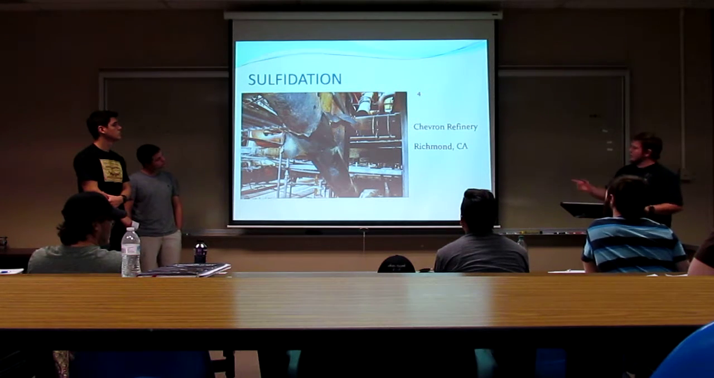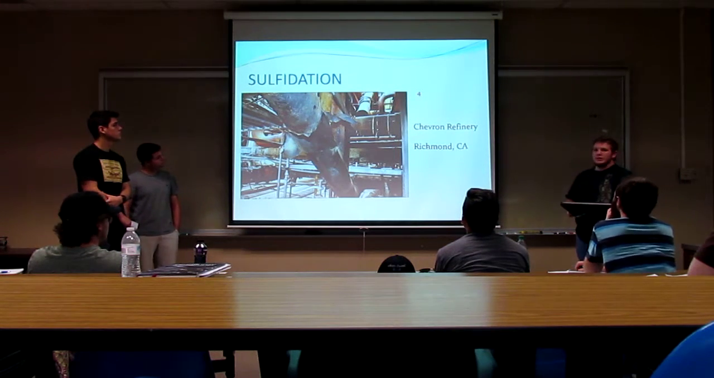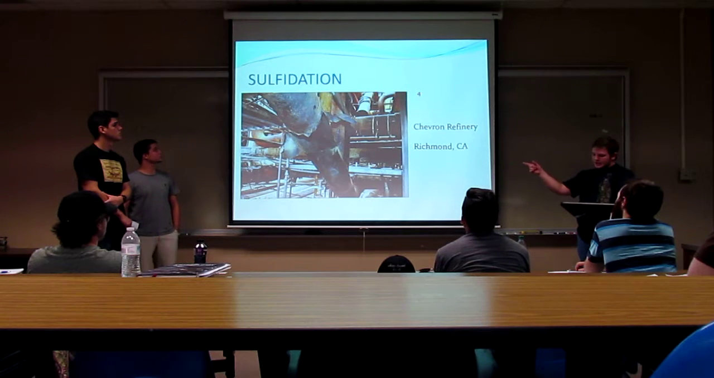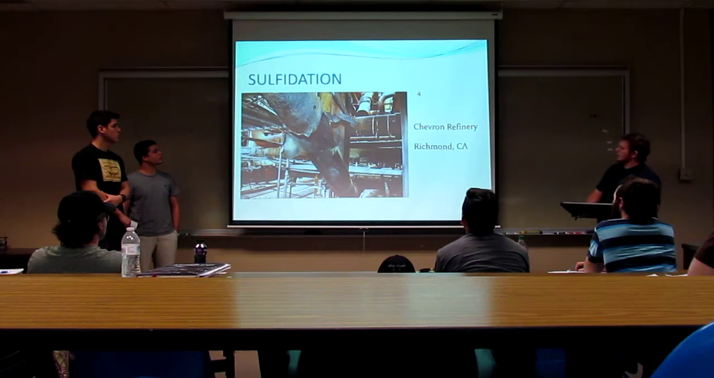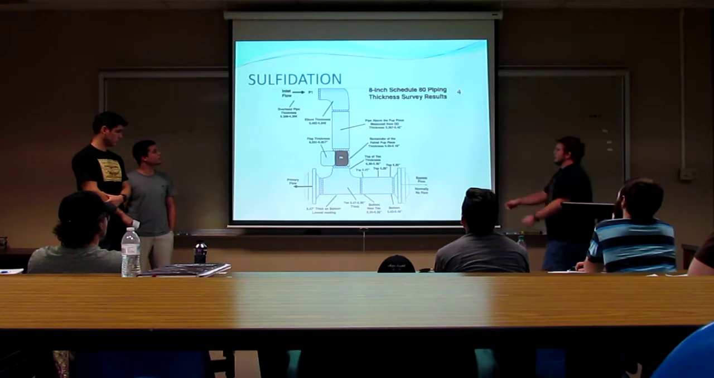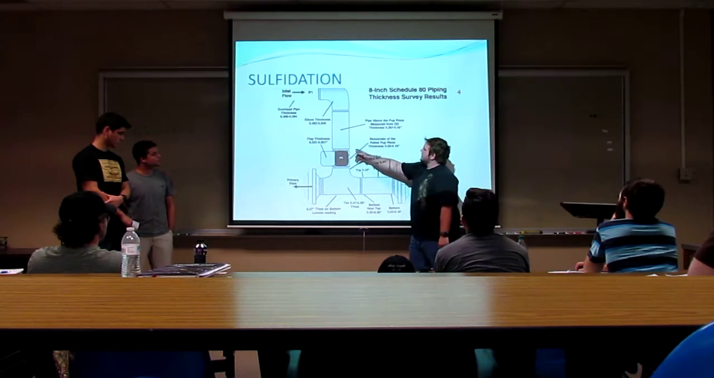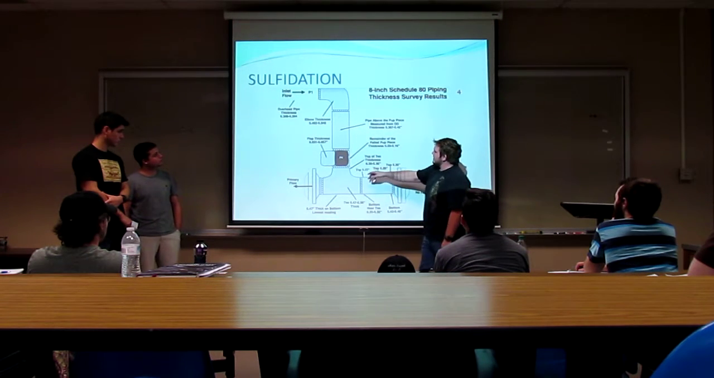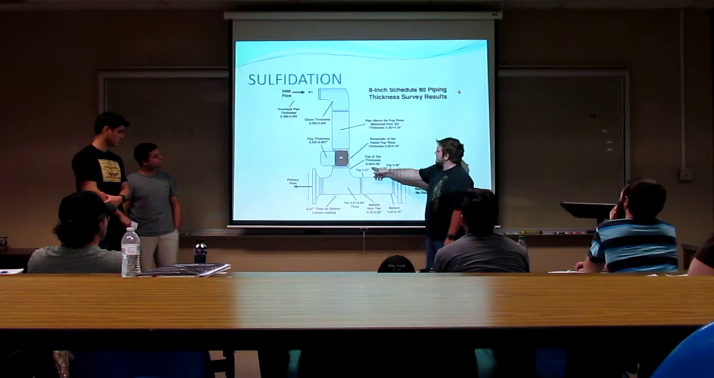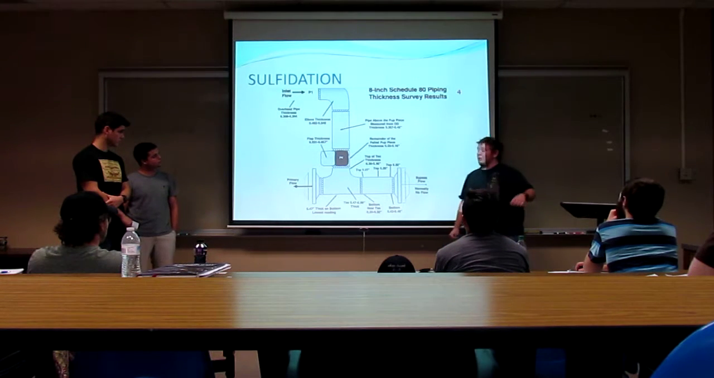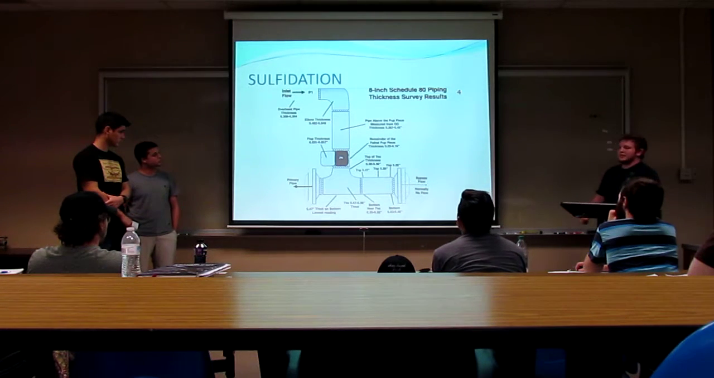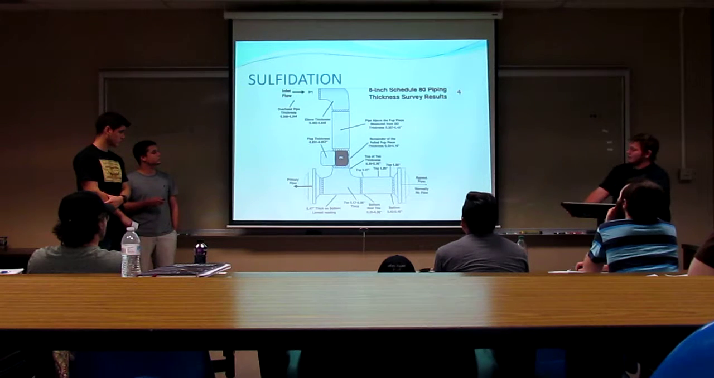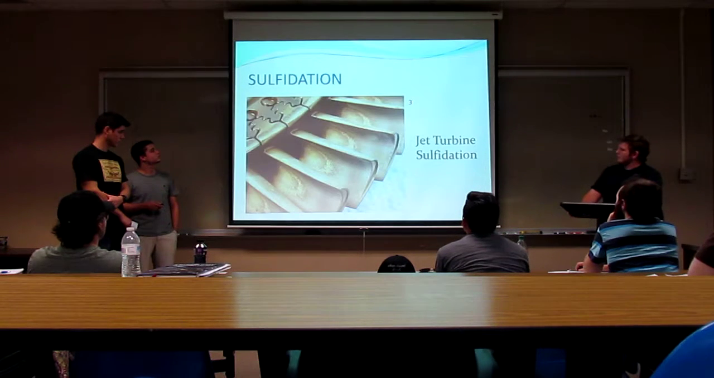Here's a picture. This is at the Chevron refinery in Richmond, California, and this is actually, I believe, from 2011. This is in their refinery, and that's the blowout they call sulfidation. On this next picture, you can see as it gets closer to the blowout, up here it's got a 0.4 wall thickness, and down here at the actual blowout it's 0.003. So you can see how much the sulfidation really does thin the pipe wall thickness a great amount.